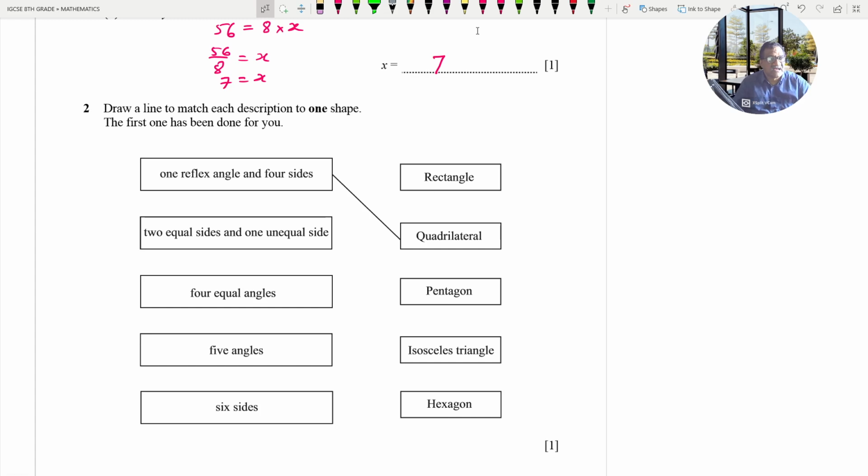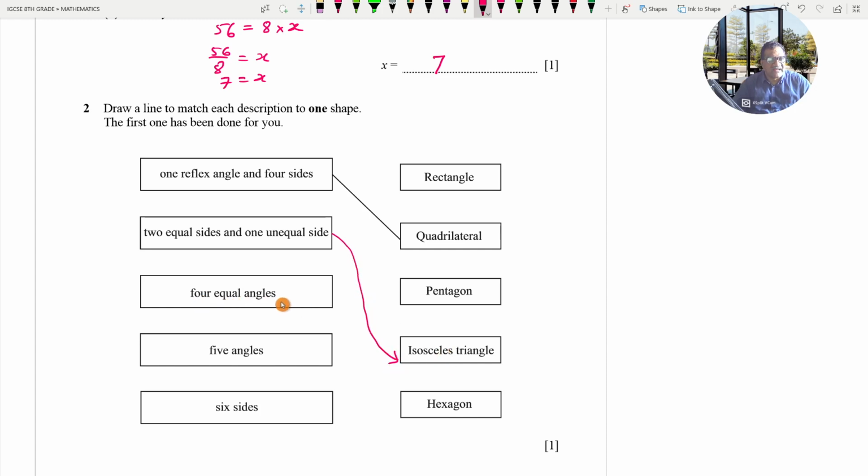Question number 2 says draw a line to match each description to one shape. The first one has been done for you. The first one on the left hand side, one reflex angle and four sides, has been related to a quadrilateral. So that is done. Now from the remaining you have to just match. The second one says two equal sides and one unequal side. So it happens to be a triangle with two equal sides and one unequal side, so that should be an isosceles triangle. So this should go to isosceles triangle, right?